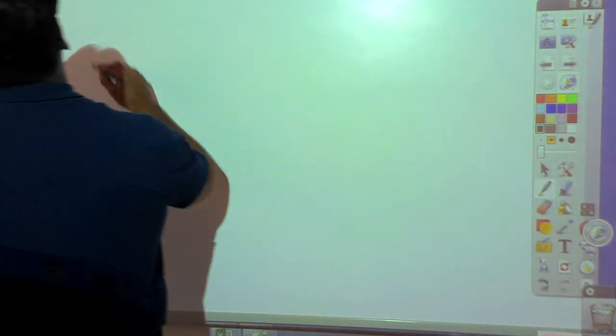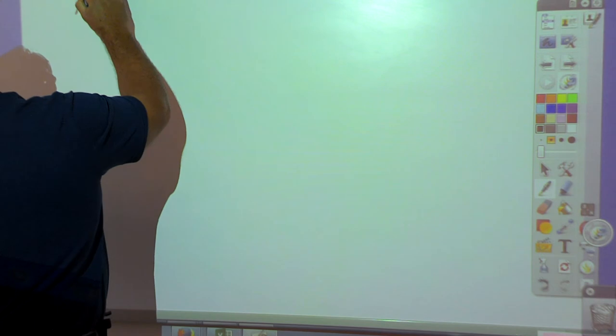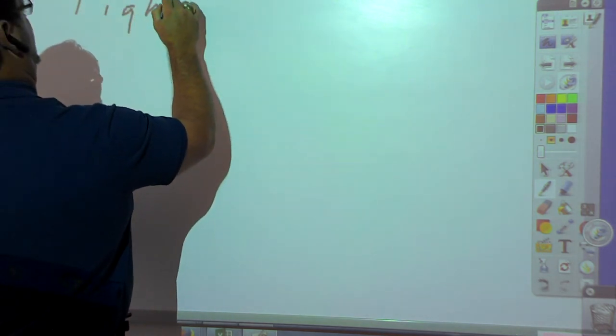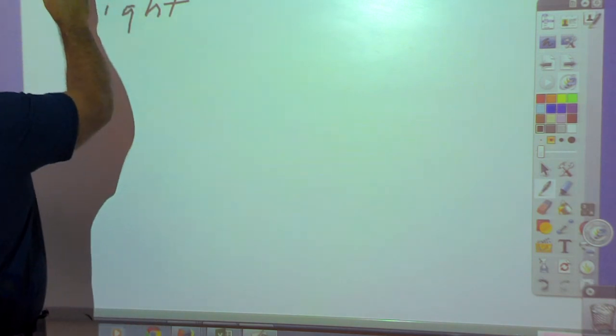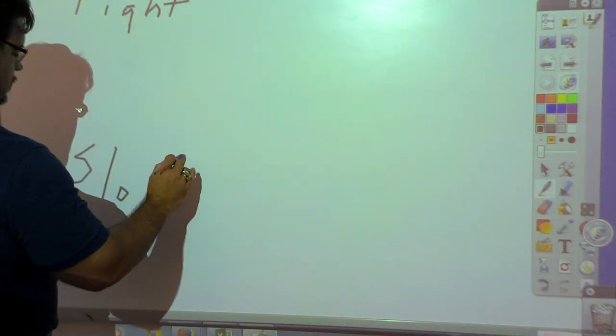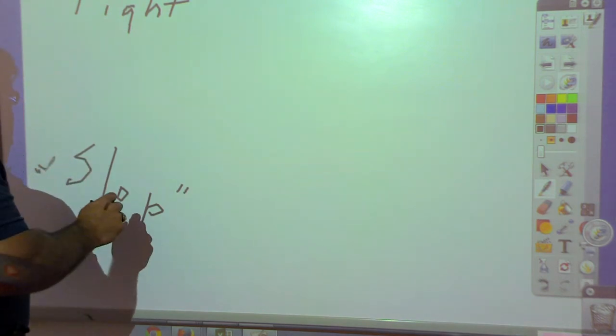The two words that I use to talk about this section are called tight and slop. And there's not a teacher at this college that's going to have any idea what I'm talking about.